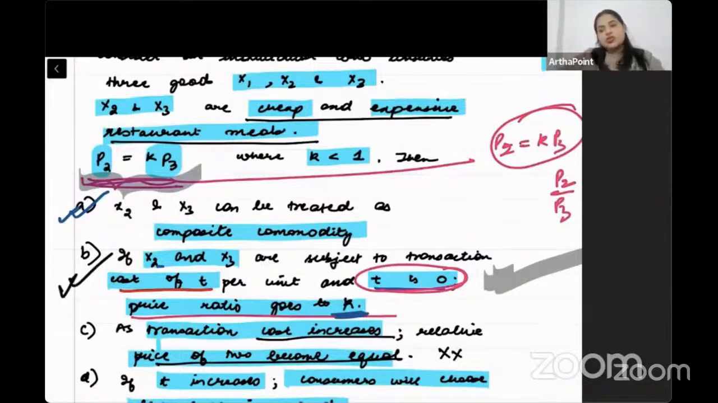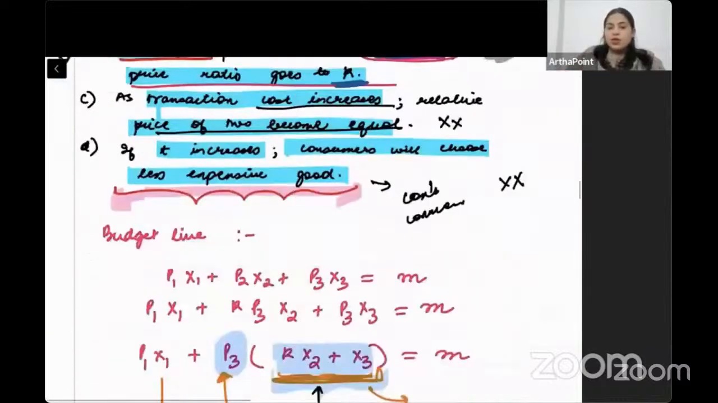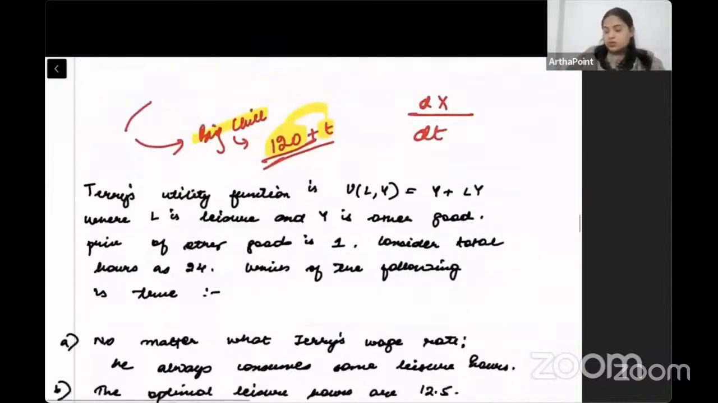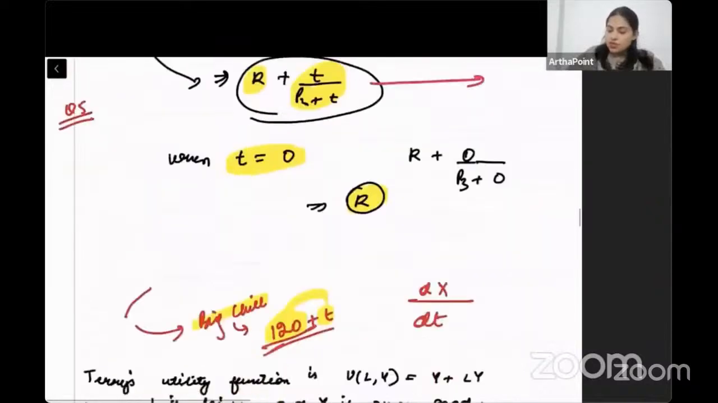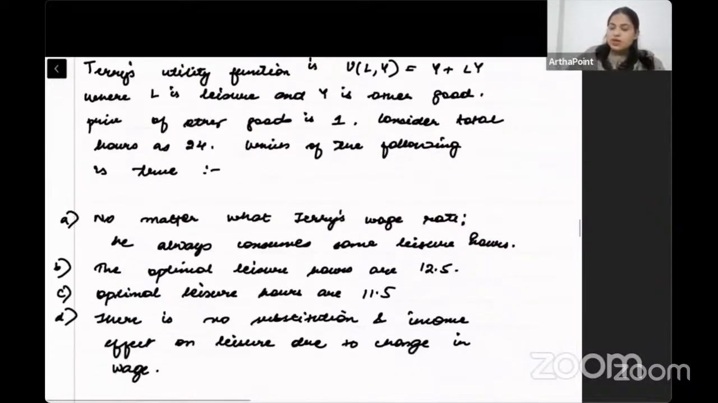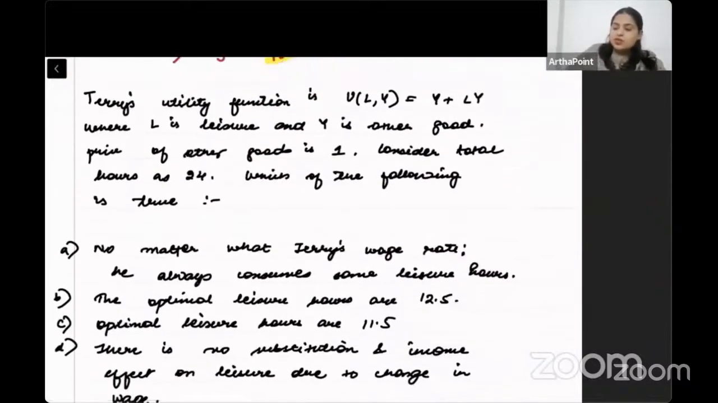The transaction cost is 0. Okay. Come to the next question. This is also an MSQ. Please try to solve this.